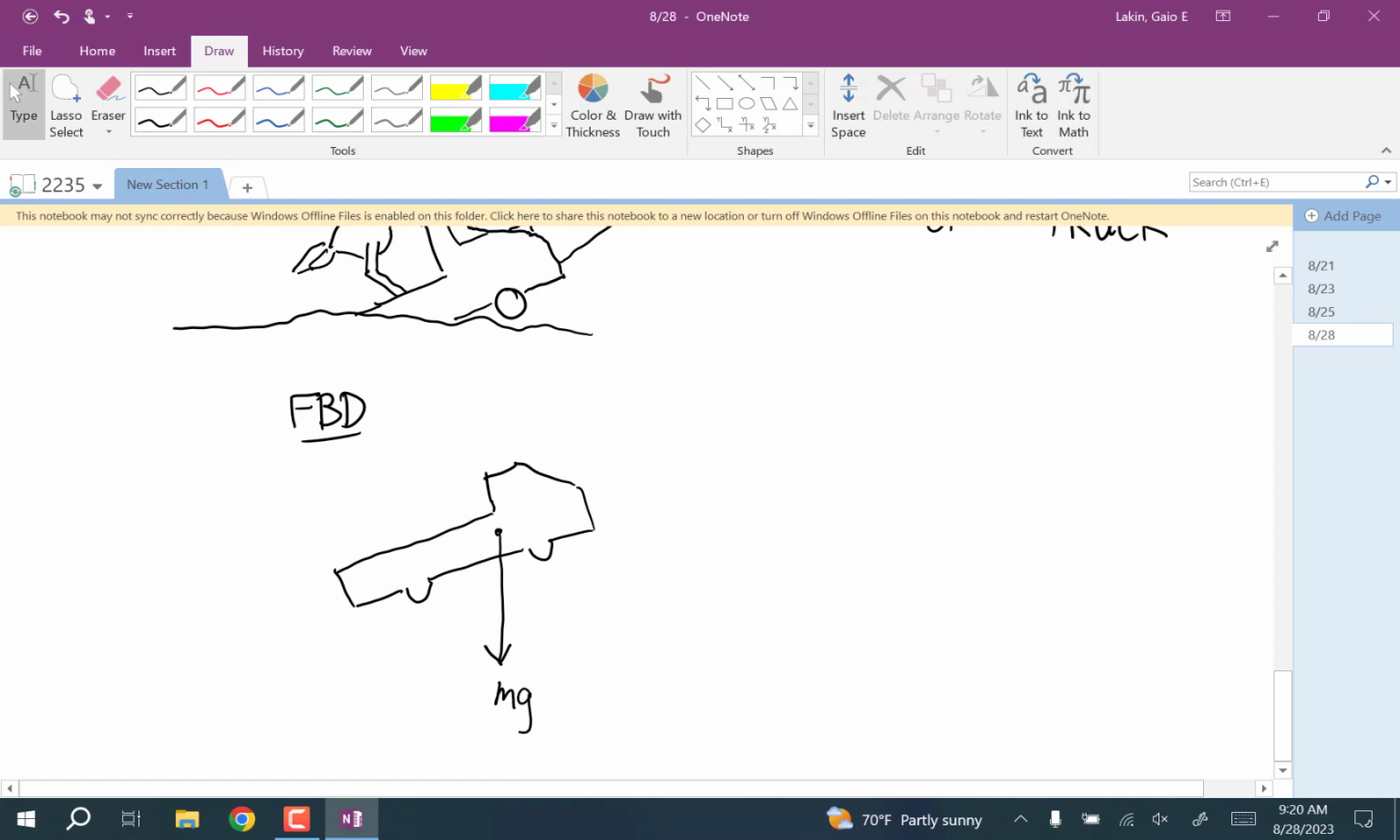There's a force applied by the mud. We don't know the direction of that force, so I'm going to say that the center where that force is applied is down there somewhere, and I'm going to call that F mud.